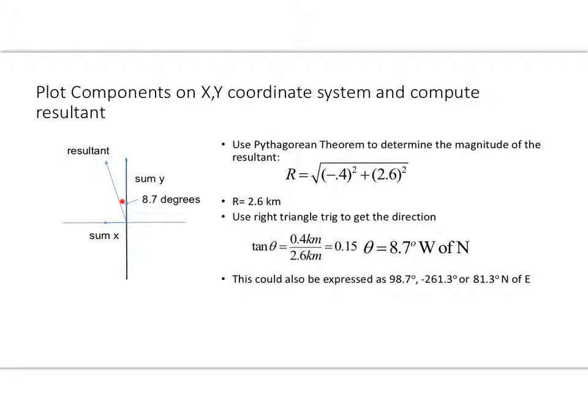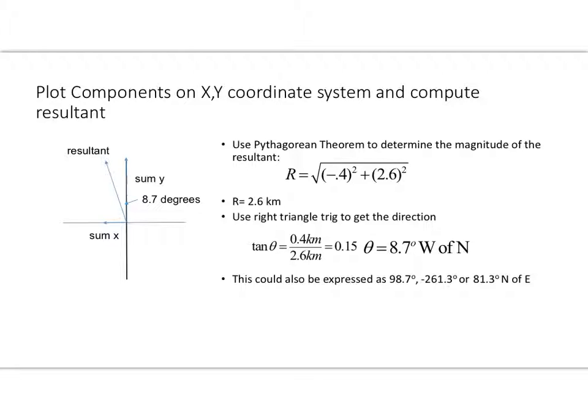So this angle in here is 8.7 degrees. And I need to express that very specifically. I'm going to express it as 8.7 degrees west of north. Okay, so this is north. So it's that many degrees west, right? That's the westerly direction, it's the easterly direction. 8.7 degrees west of north.